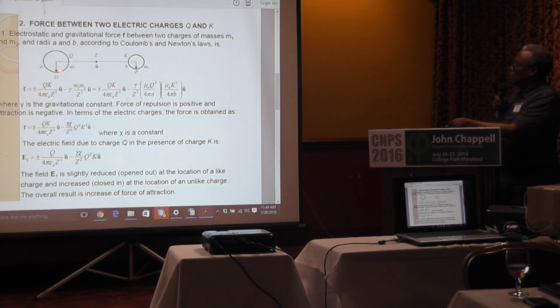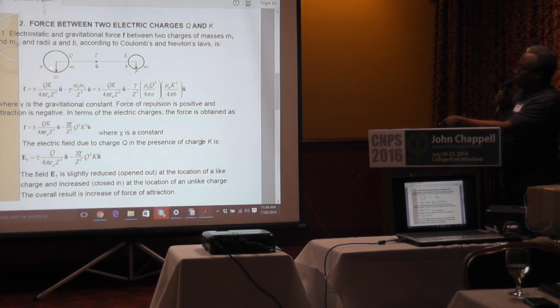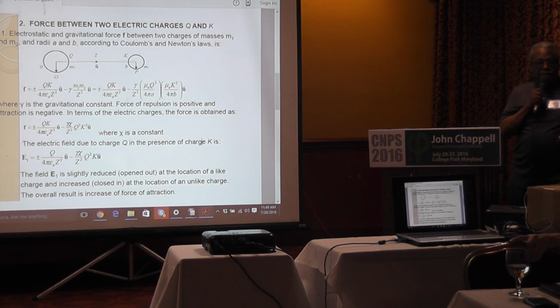If this is a mass M1, this is a mass M2, Newton's law gives the force of gravity between the masses. This is a charge Q, and this is a charge K. Coulomb's law gives the force of attraction or repulsion between the charges. So the electrostatic force is put as plus or minus, and the gravitational force is always minus. Force of repulsion here is regarded as positive, and force of attraction as negative.